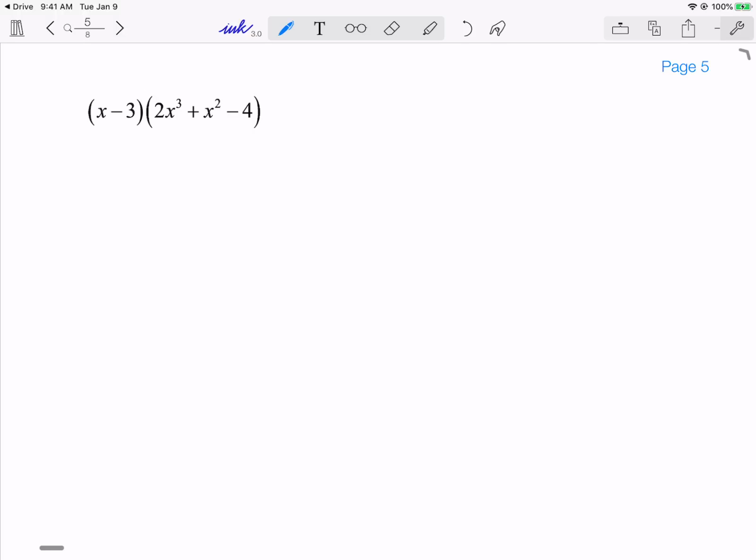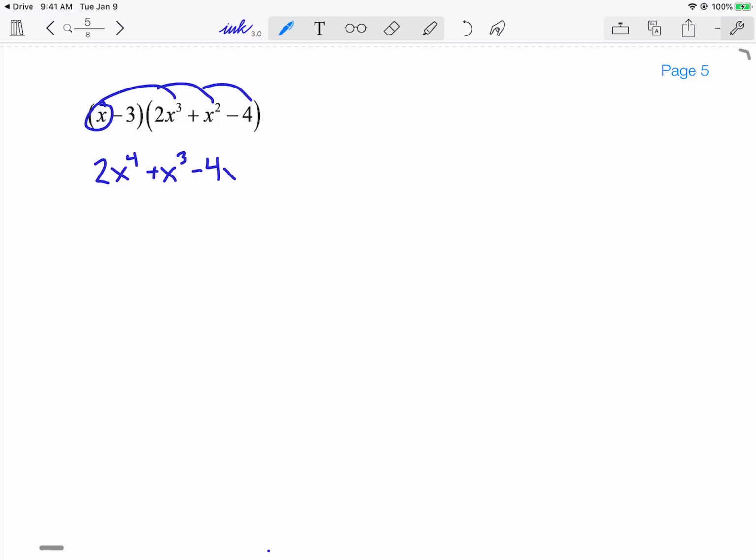Here's a challenge I invite you to try before I attempt it, but I have to distribute a binomial to a trinomial. So if I start with the x, distribute to each of these three terms, essentially all I'm going to do is add 1 to the exponent. So the 2x cubed becomes 2x to the 4th, the x squared becomes x cubed, and the 4 just gains an x squared. And of course it was a minus 4, so it's a minus 4x squared.